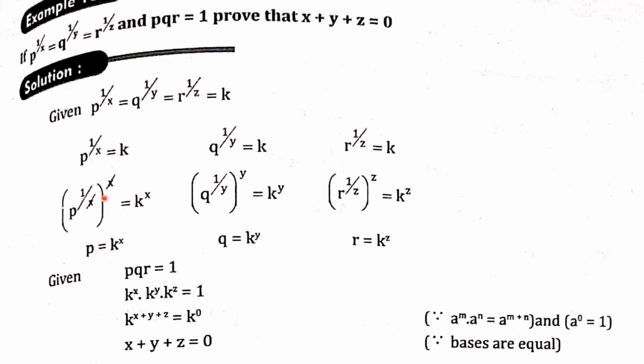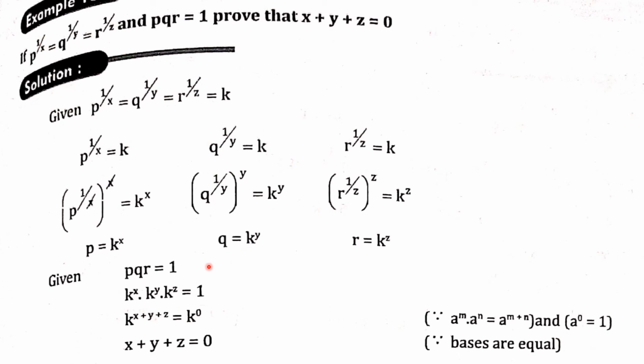What we are supposed to do is, to the whole powers we have to multiply with the same power. p to the power 1 by x to the whole power of x, so here also x will be added, is equal to k to the power x. Why? Because we have to make sure we are proving it as 1, and because we are following the same rule. Once again, q to the power 1 by y to the whole power of y is equal to k to the power y. r to the power 1 by z to the whole power of z is equal to k to the power z. After doing this, x will get cancelled, y will get cancelled, and z will get cancelled. So p is equal to k to the power x, q is equal to k to the power y, and r is equal to k to the power z.